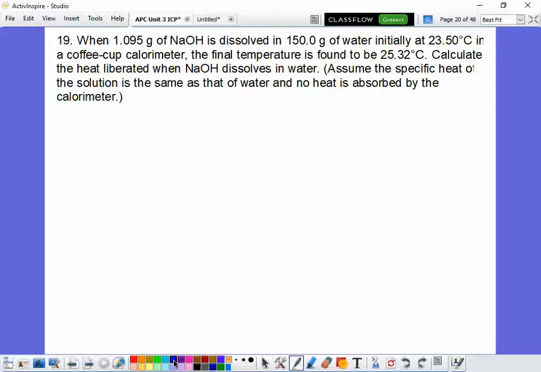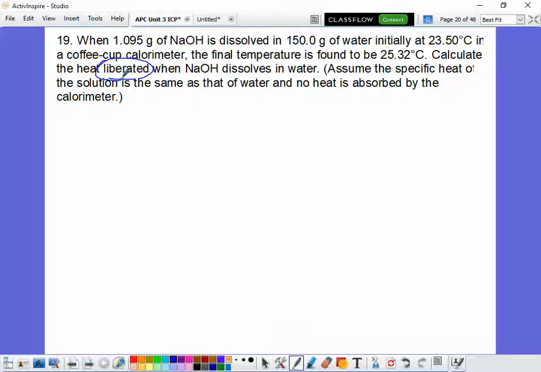Okay. Let's think through this problem. We're dissolving sodium hydroxide in water. What's happening with heat? What does it say right here? Liberated. What does that mean? I'm not talking about we're making it free. It's not political. It's just, it's being lost, right? The sodium hydroxide is producing heat as it dissolves in water.